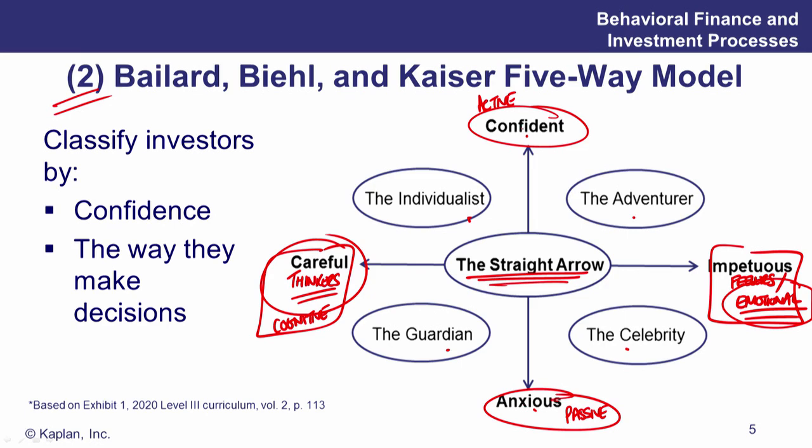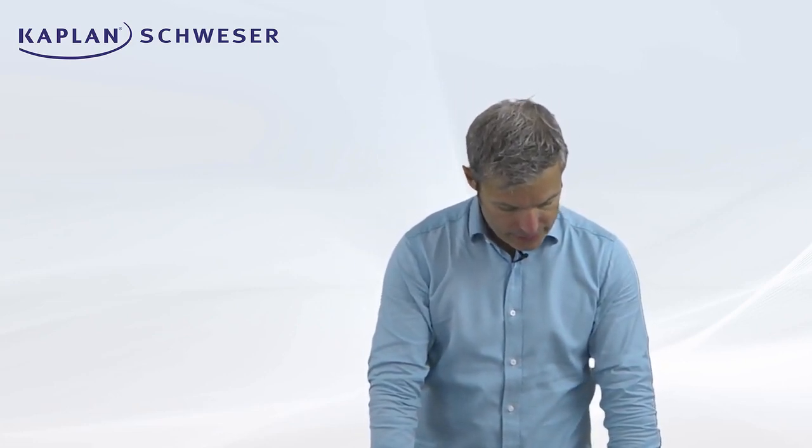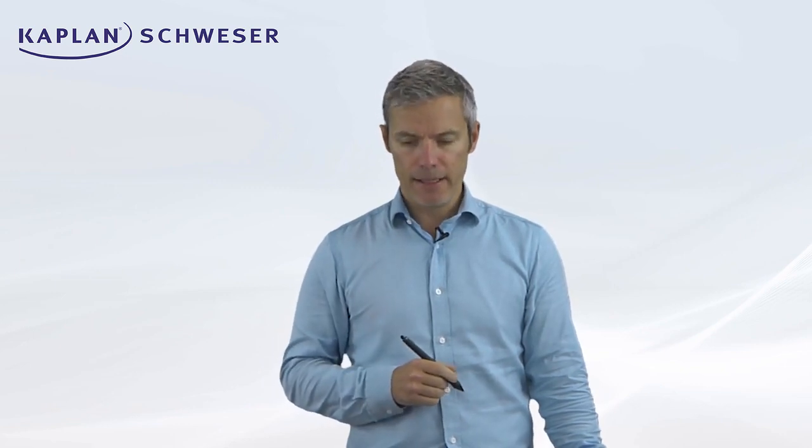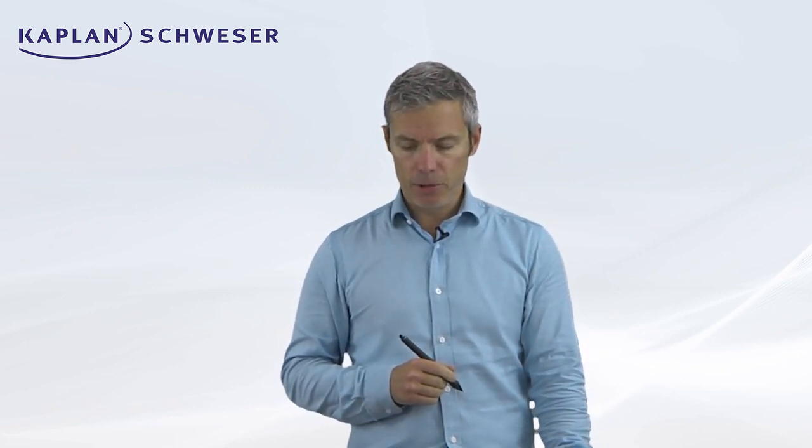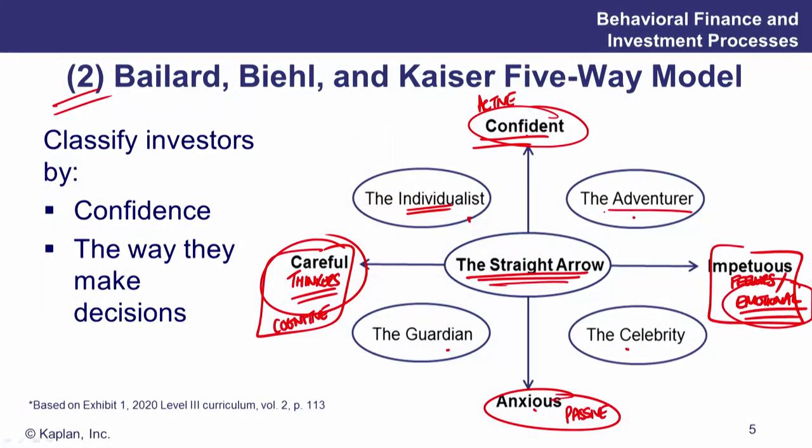So what have we got here? Confident thinkers. We've got the individualist, their own person. The individualist, they are likely to be hungry for lots of data, but happy to take risk. If they're confident that they're making the right decisions, if they're confident that the advice that they're getting is good advice, they're likely to be happy to make decisions. On the other side of the confidence spectrum, you've got the adventurer, a little bit more emotional.